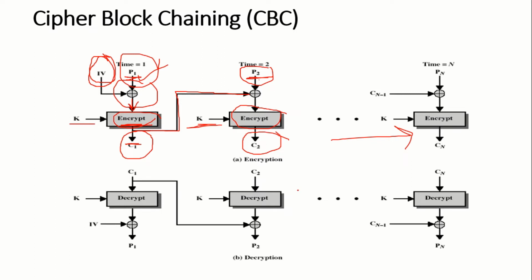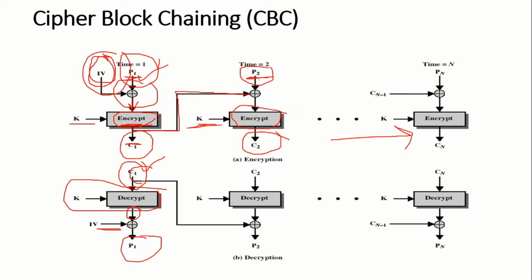Fine. Now that is the encryption part. Now while decrypting the message at the receiving end, what happens? We consider this C1, and its corresponding P1 has to be generated. In this we will be decrypting this C1 using K, and the result will be XORed with the initialization vector which we have used over here. So as a result we'll be getting the P1, which is the first block of the plain text.